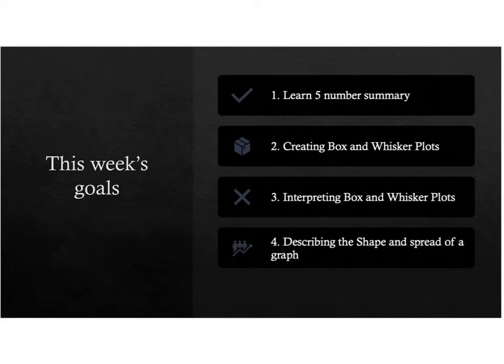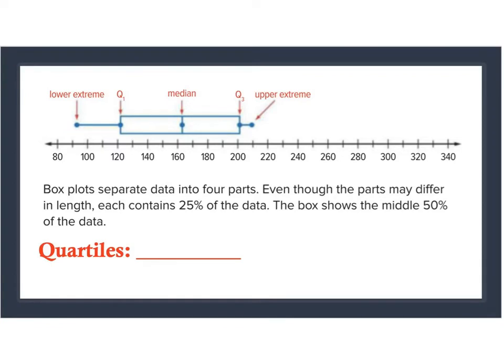This week's goals, we're going to learn what the 5-number summary is, how to create and interpret box and whisker plots, and describe the shape and spread of a graph. So this is where you really need to start paying attention here. This is called a box plot, or you'll also see it as a box and whisker plot. So if you don't have paper and pencil to write notes, go ahead and click pause on this video. Go get yourself some paper and pen. It's going to be a really short lesson because we're going to divide it over the entire week.